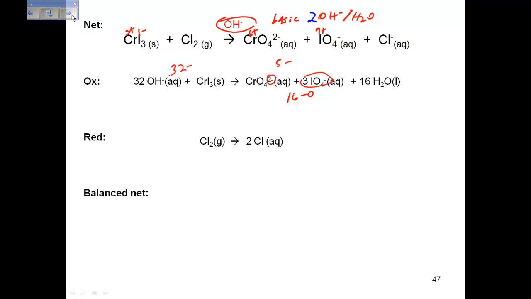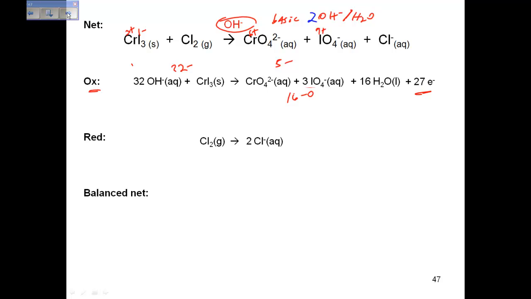So I need to balance that off. They're off by 27, so I'm going to add 27 electrons to my product side. Remember, oxidation should be on the product side. That's an indication I'm doing things right. So I got my 27 electrons and my 5 minuses. That gives me a total of 32 minuses on both sides.